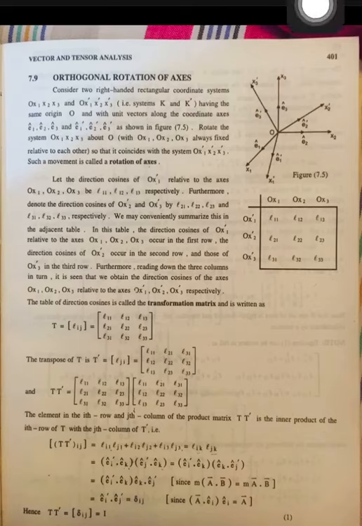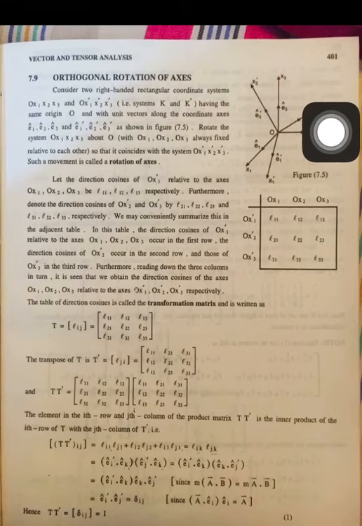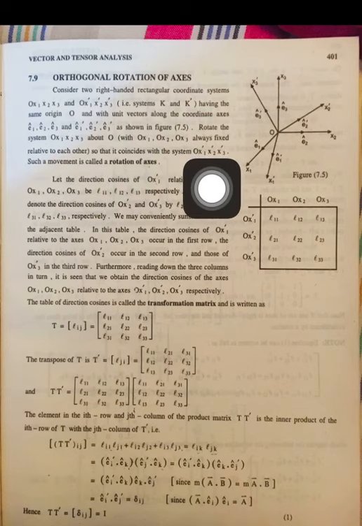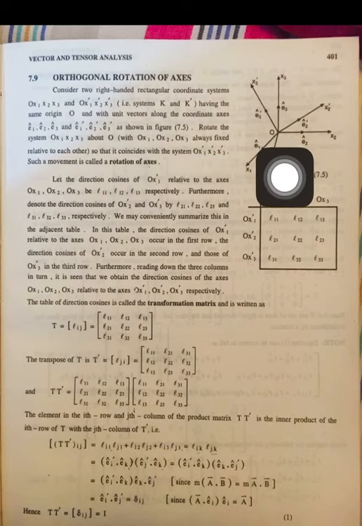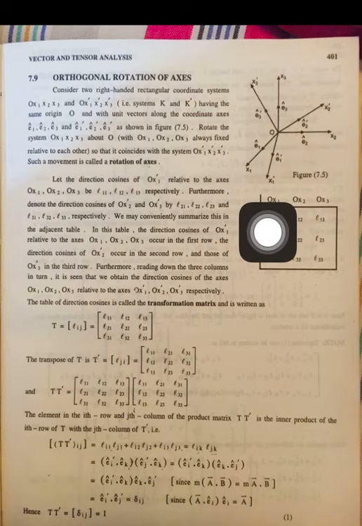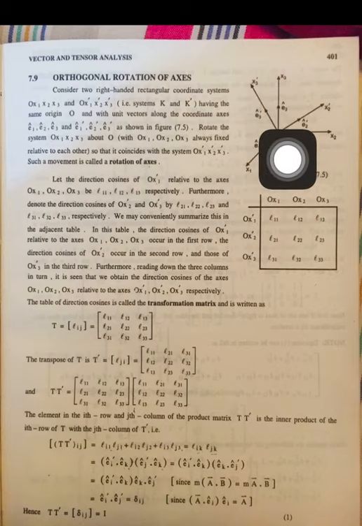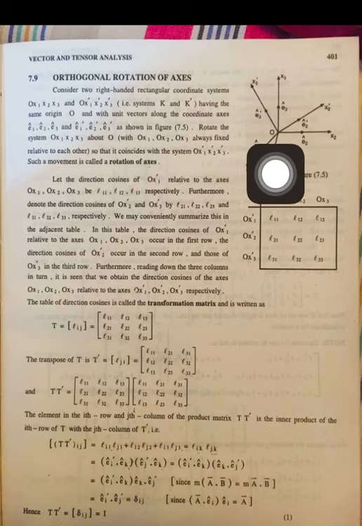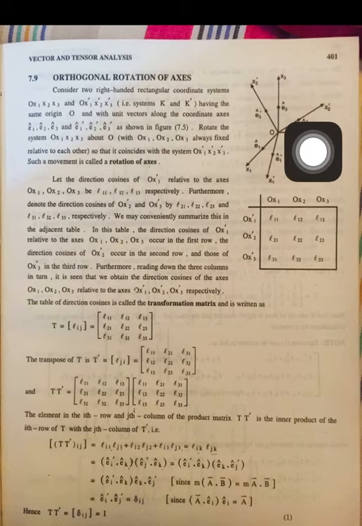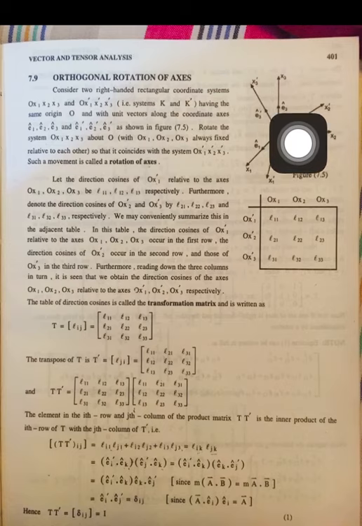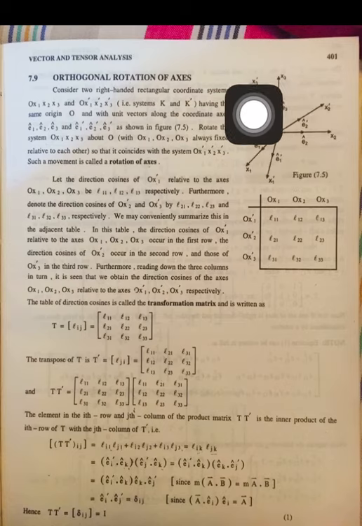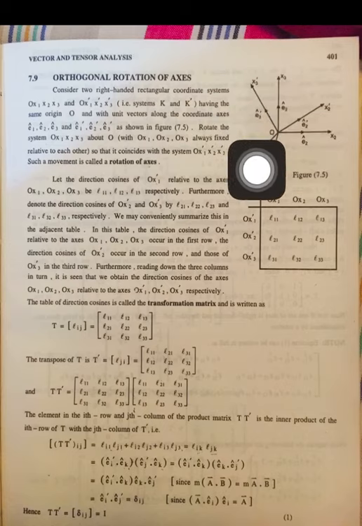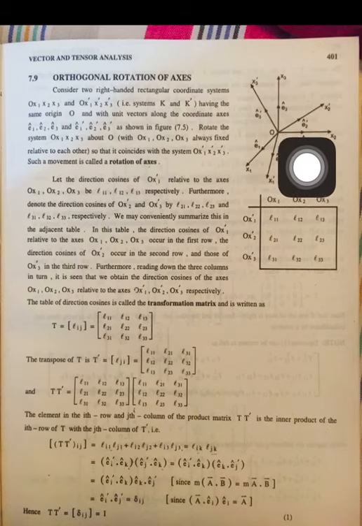So the next topic here is orthogonal rotation of axis. So what is orthogonal rotation of axis? We studied two systems earlier, the K system and the K dash system. So I am merging these two systems. Now here we have the K system and the K dash system is just like that. If I move this system so that it coincides with the K system, that means this is basically called the rotation of the axis.